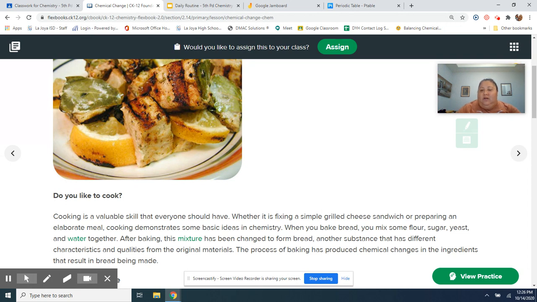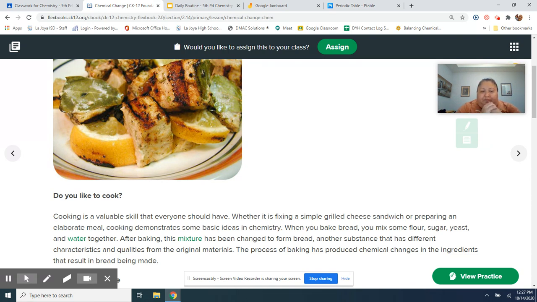And what do we mean by that? Well, they gave us an example about baking bread. Anytime you bake bread, guys, you're bringing a lot of ingredients together. In this case, you're bringing flour, sugar, yeast, water, and maybe some oil, maybe some eggs, I don't know, milk. It just depends on the type of bread you're baking. Now, when you put them all in a bowl and you start to mix, you're only mixing them physically. You haven't chemically changed those substances.